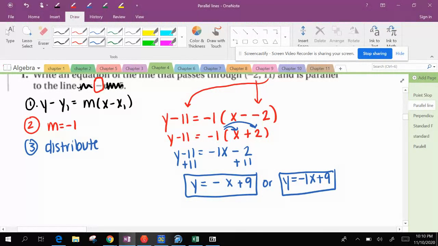And then I compare it back to the original equation they gave me, and I look to make sure that my slope here and my slope here match up. And they do. So that tells me that I did create a line that's parallel.